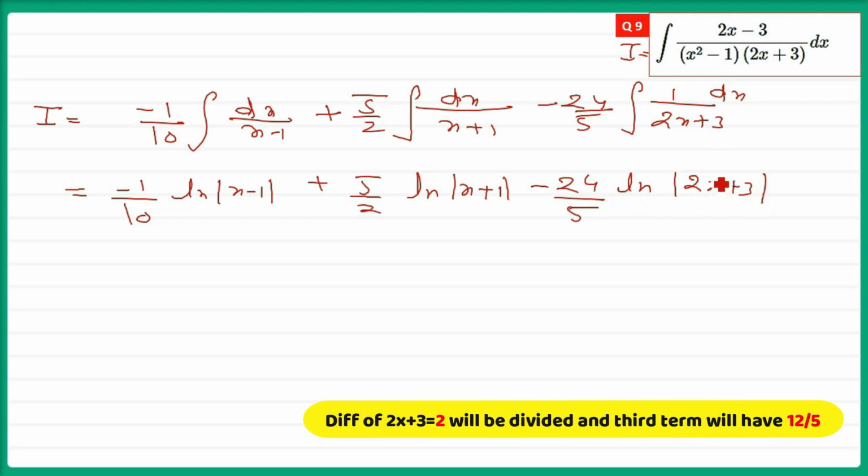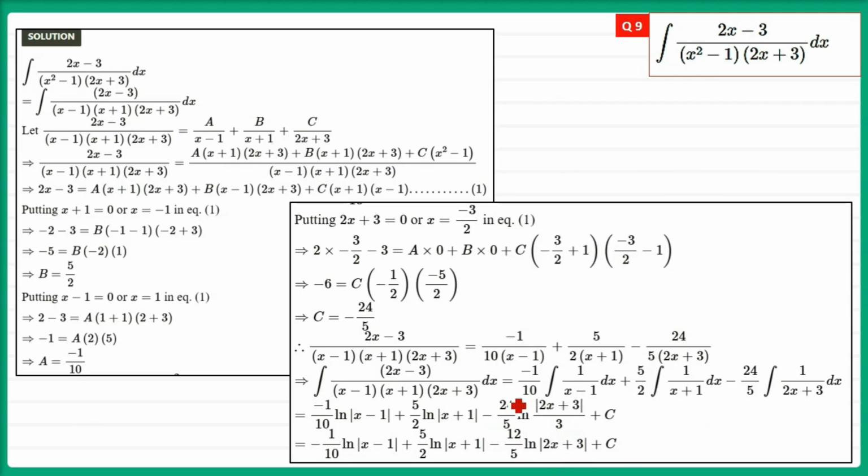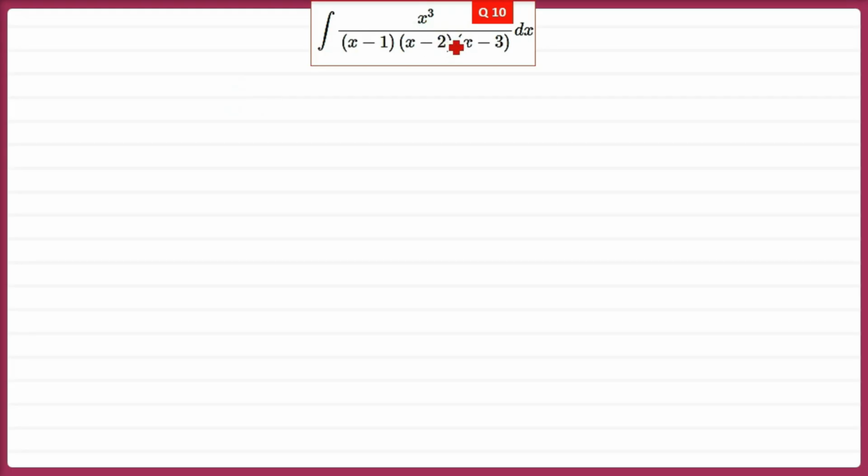So you'll get a 12 by 5. That will be your final answer. But if you want to keep it like this, then also it's okay. So I'm just showing you this one. I hope you got the idea why this 12 by 5 has come. Because differentiation of 2x plus 3 gives 2, which will be cancelled by 24 to get 12.